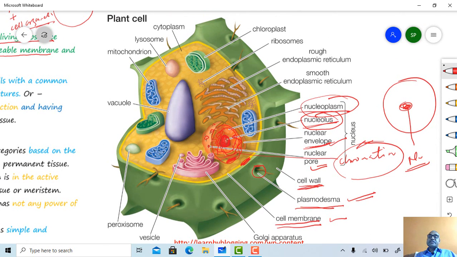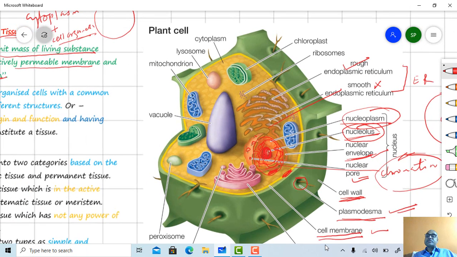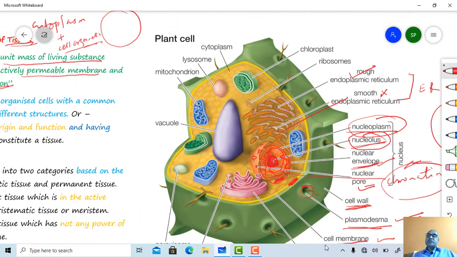Then the presence of the endoplasmic reticulum. These are the endoplasmic reticulum. There are two kinds of endoplasmic reticulum: one is rough endoplasmic reticulum and the other is smooth endoplasmic reticulum. The only difference between them is that the rough one possesses ribosomes on its surface, while in the smooth one ribosomes are absent. Along with the endoplasmic reticulum, the protein factories called ribosomes are also present.